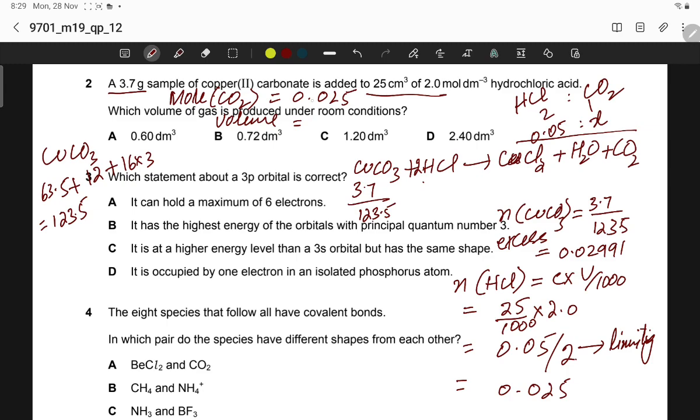Now the volume is moles multiplied by 24 dm cube. 0.025 into 24 is equal to 0.60 dm cube. So this is the answer.